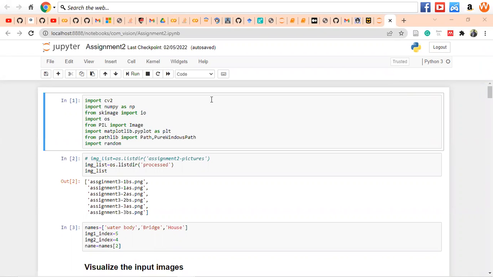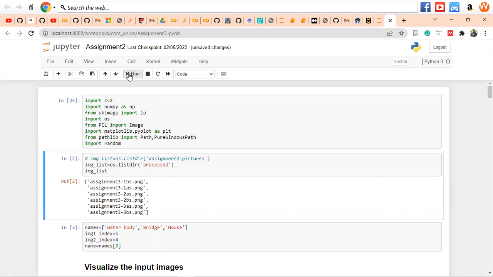Hi everyone. Today I'm here to present my assignment two. With assignment two, it's about image stitching. And before I start, I imported the various libraries that are needed for the assignment. So I imported CV2, NumPy, and others that are needed for the work.